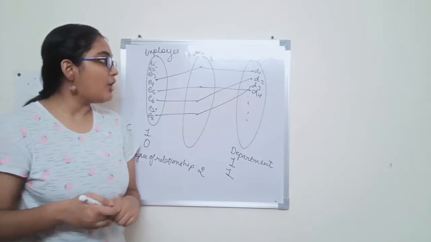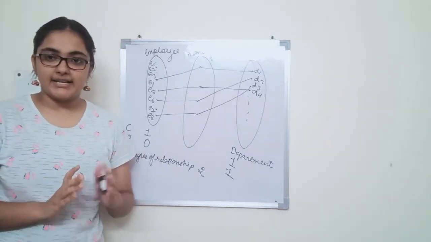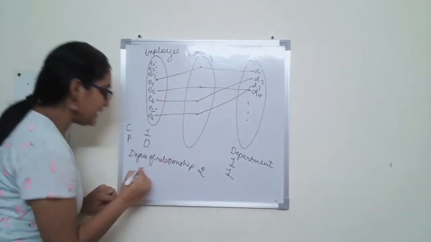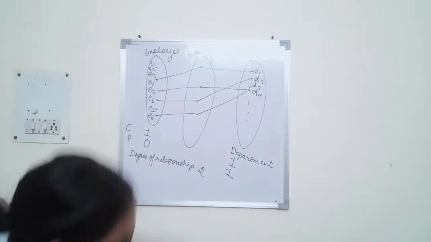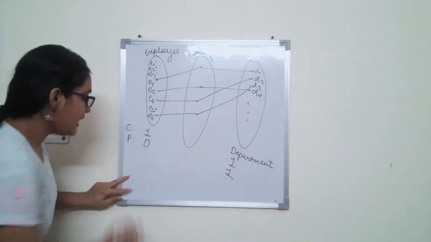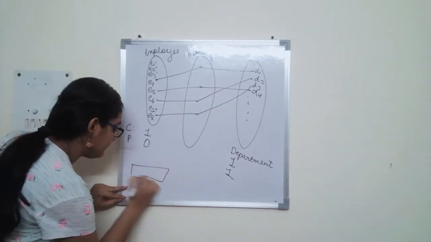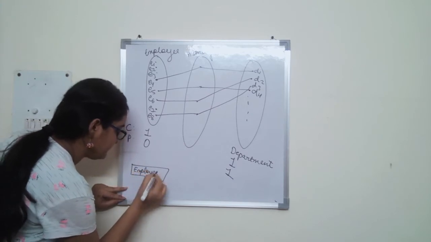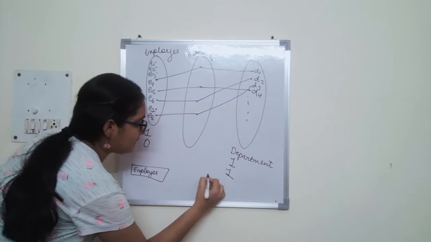So now let us see how to represent it in the form of the cardinality ratio, single line, double line representation. So employee is an entity, and department is an entity.